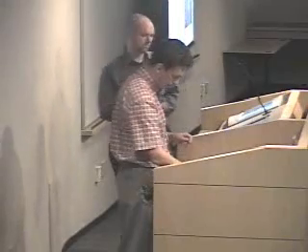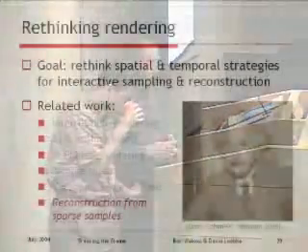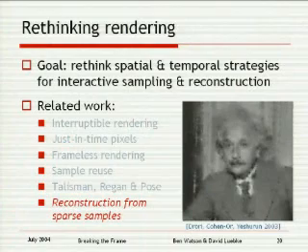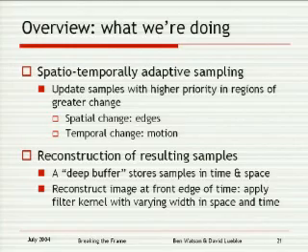Okay, and I think now I'm going to turn it over to Ben, who's going to give an overview of what we're actually doing. Okay. So there are two parts to this work. One is adaptive sampling, both across space and time. Basically we're going to sample more often in regions of spatial change, edges of the image, but also regions of temporal change, where things are moving around.